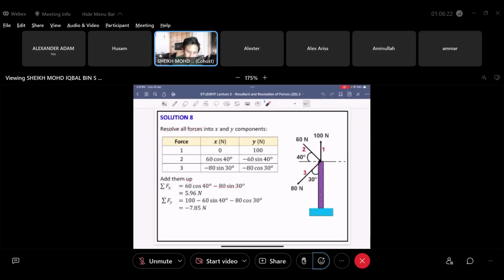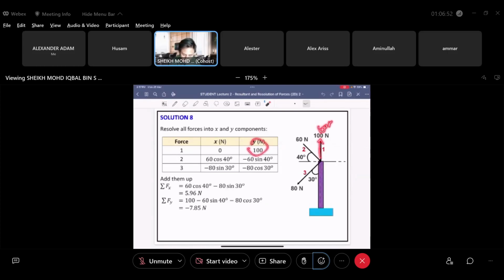You draw a table and make one row for force 1, force 2, and force 3. Then whatever you have calculated in the x direction, put it into one column, and whatever you calculate in the y direction, you put into another column, right? So as you can see, this is force 1, right? It exists on the y plane, so x is automatically 0, y is definitely 100 Newton. Just put it into the box here.